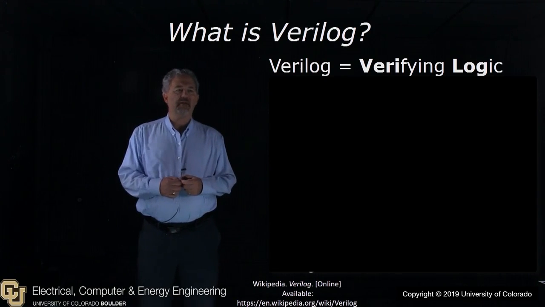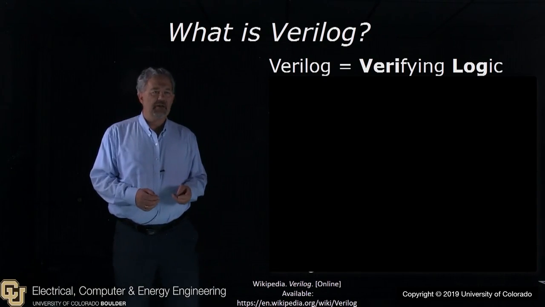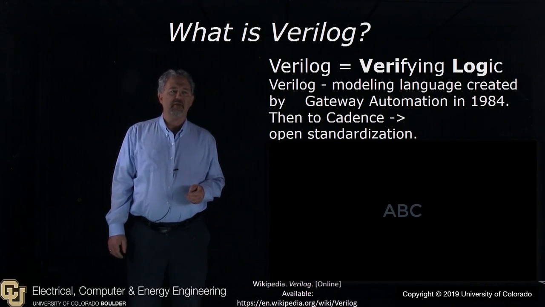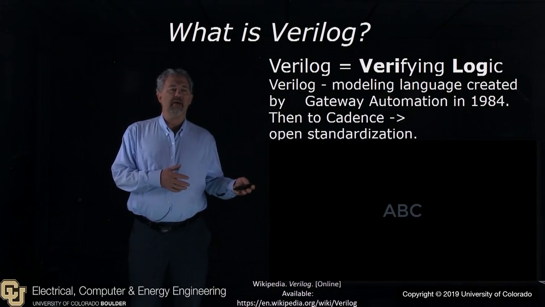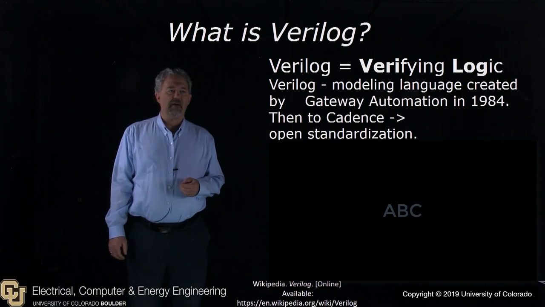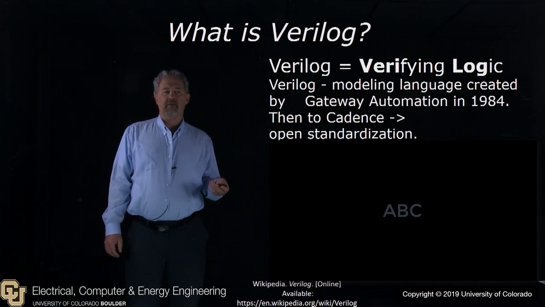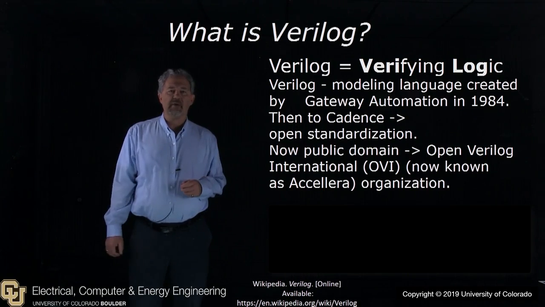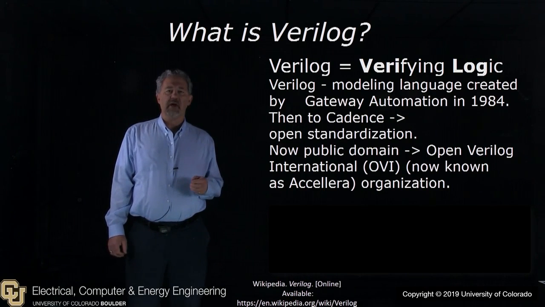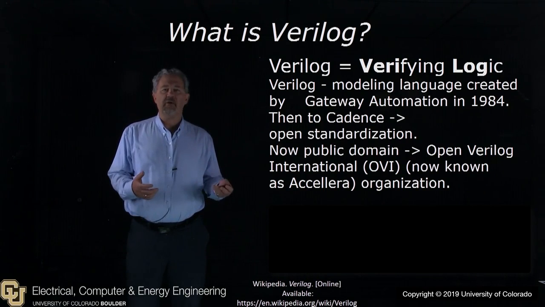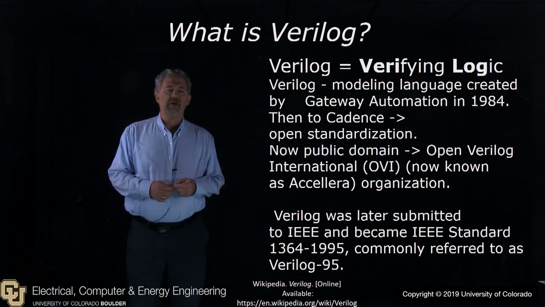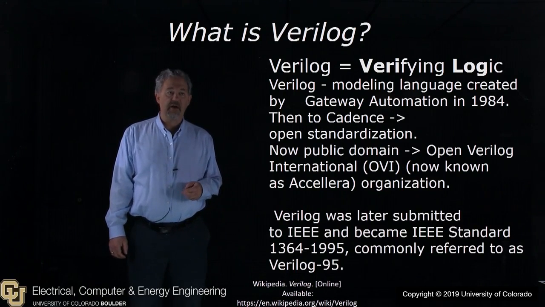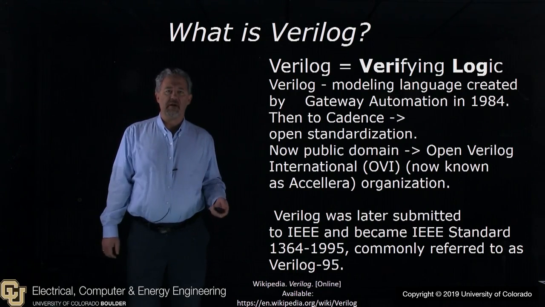So Verilog is an acronym for verifying logic. Verilog is a modeling language created by Gateway Automation in 1984. Gateway was acquired by Cadence in 1990. With the increasing success of VHDL at the time, Cadence decided to make the language available for open standardization. Cadence transferred Verilog into the public domain under the Open Verilog International Organization, now known as Accellera. Verilog was later submitted to IEEE and became the IEEE standard 1364 in 1995, commonly referred to as Verilog 95.